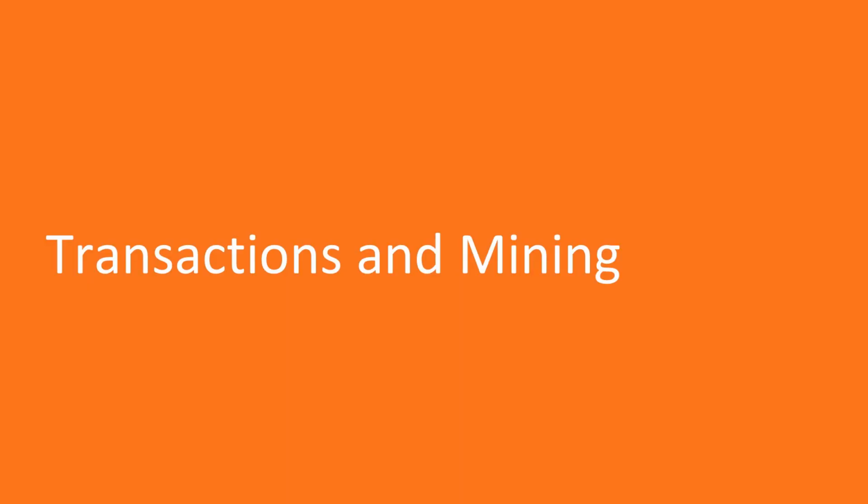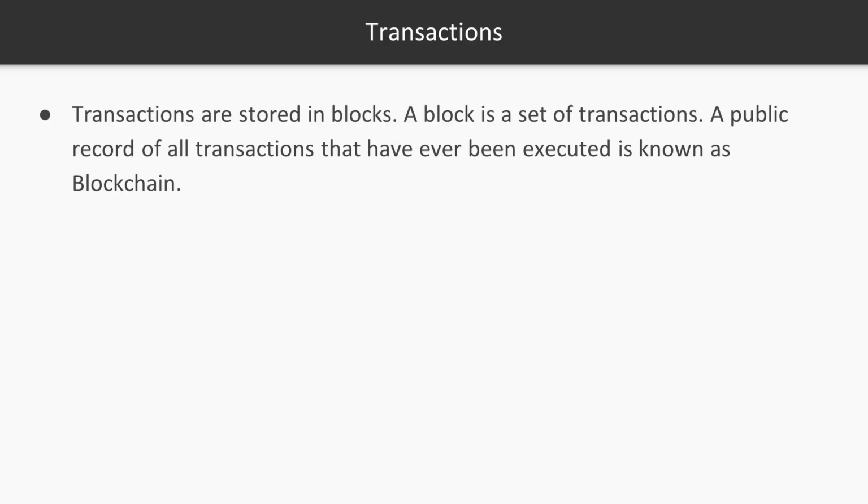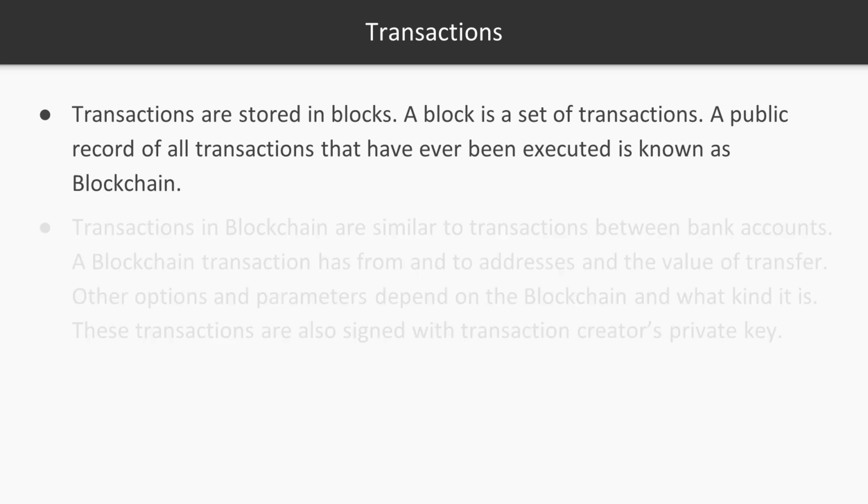Today in this video, we will be learning about transactions. What are the different types of transactions? How to sign a transaction with your private key, and what is mining? Transactions are stored in blocks. A block is a set of transactions. A public record of all transactions that has ever been executed is known as blockchain.